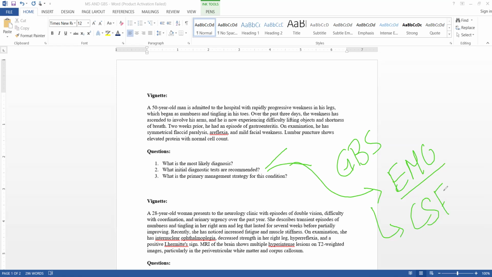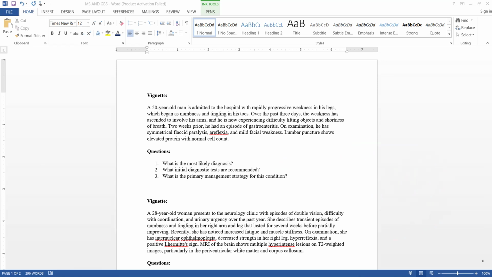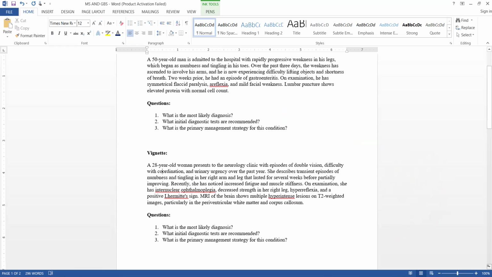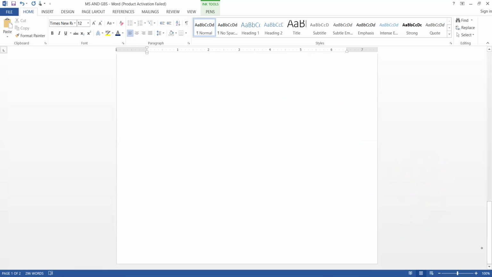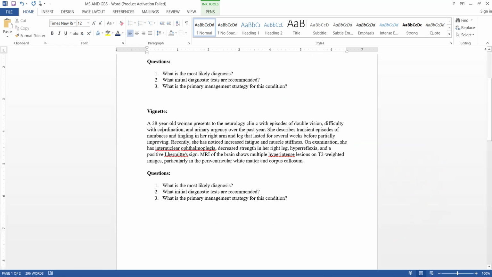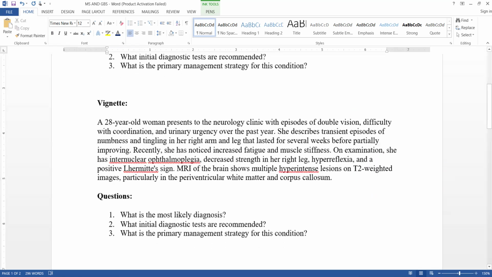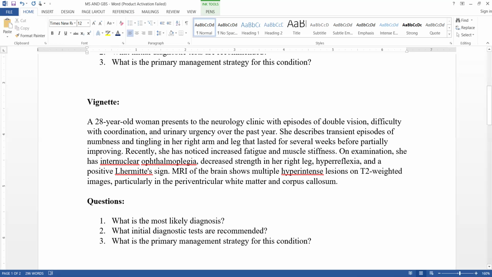Does anybody have questions about this vignette? Okay, let's move to the next vignette. Now, can you blow up the screen, please, to increase the print? Okay. Please read.